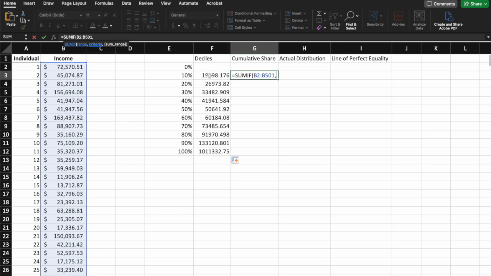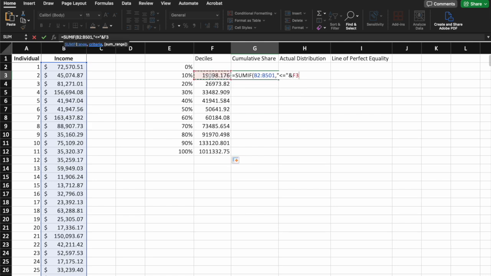Now, the notation for this is kind of odd, okay? So we put this in parentheses. We say less than or equal to, and we close the parentheses, and then you put an and sign. This is one of the worst notations in Excel. I don't know why they have it this way, but that's how it is. And then we click this cell here.